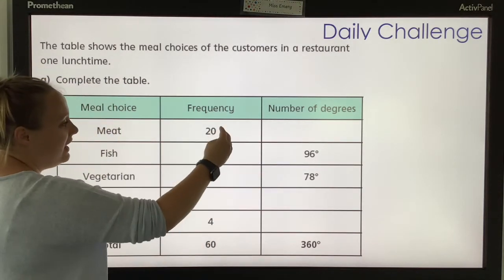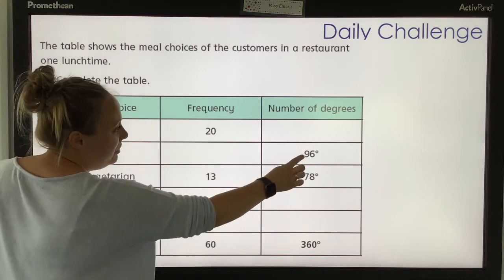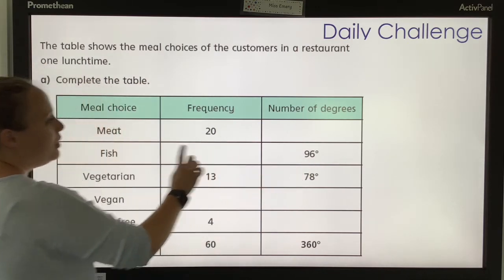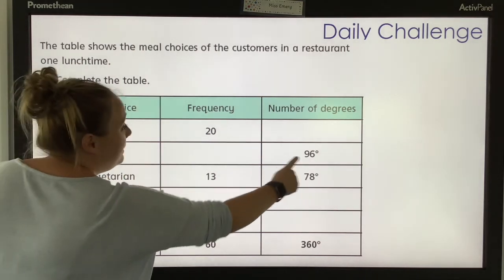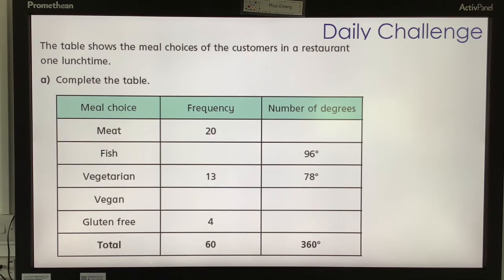Think about how you did that. Now here, you've been given the number of degrees, but not the number of people. So you've been told the end result. Think about how you may go back to work out the number of people. Again, if you know how many degrees each person represents, and you know the number of degrees for the meal choice, you should be able to use that information to work out the number of people.